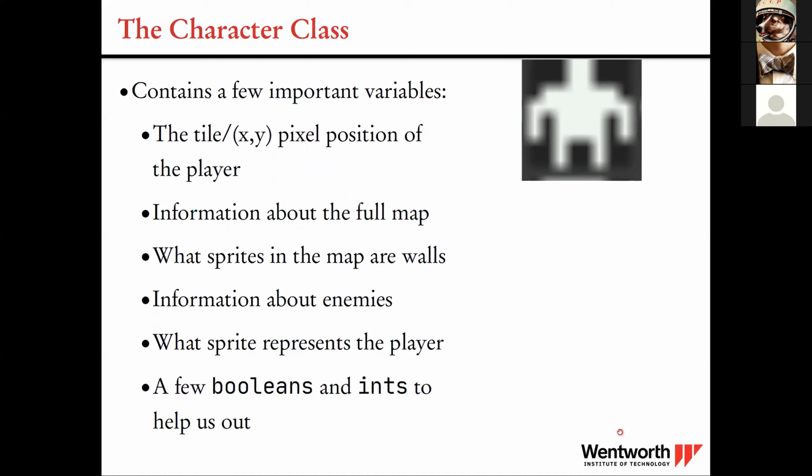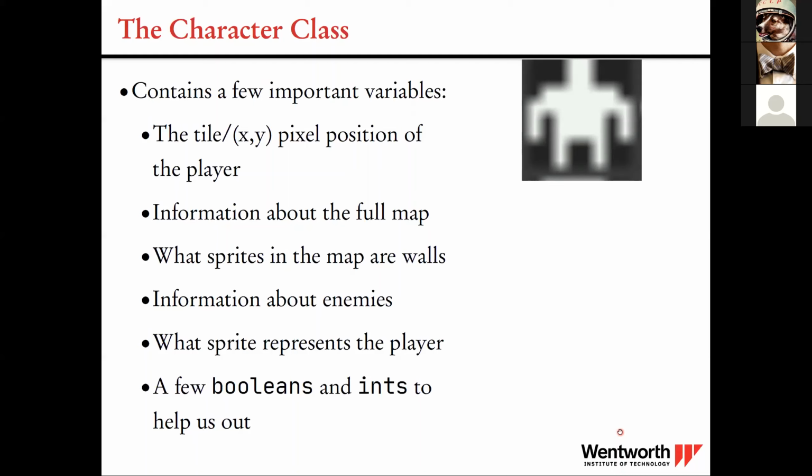That gets us to the sprites that are representing immovable objects. So things like walls, or, I don't know, if you have tables or pots or whatever you're not supposed to be able to move over. We'll have information about that. We are going to have information about enemies as well.